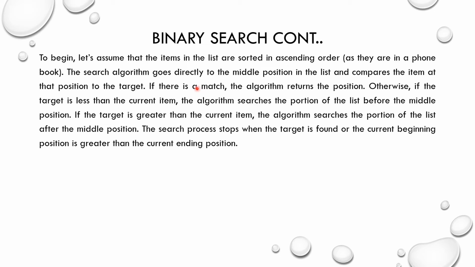How does binary search work? To begin, let's assume that the items in the list are sorted in ascending order. For the working of binary search, one thing you should remember is that the items we are considering should always be in ascending order, as they are in the phone book. The search algorithm goes directly to the middle position in the list and compares the item at that position to a target. That is, first we compare the element with the middle position.